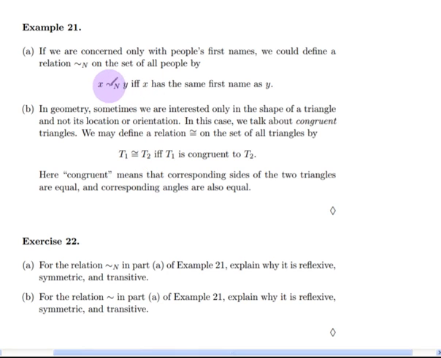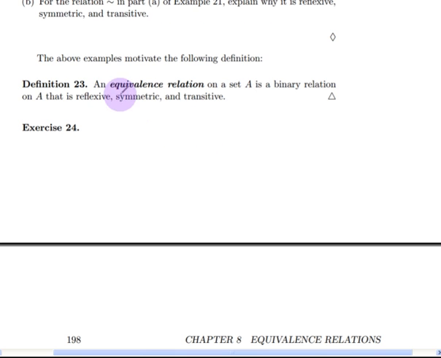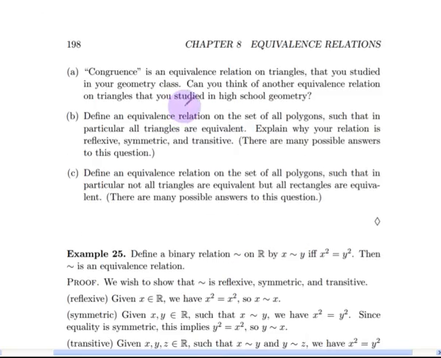Here's another example of an equivalence relation. You classify people according to their first name. So we define this equivalence relation: X is equivalent to Y if and only if X has the same first name as Y. Go ahead and verify that the three properties hold: reflexive, symmetric, and transitive. Now here you have congruency in geometry. In this case also the three properties hold. So we define formally an equivalence relation on a set A as a binary relation, remember, that's a subset of A cross A, that's reflexive, symmetric, and transitive.